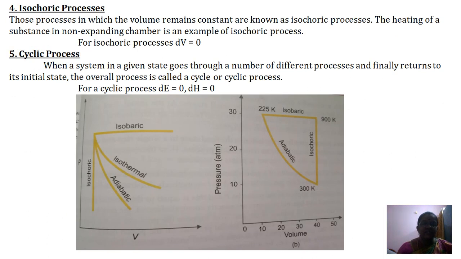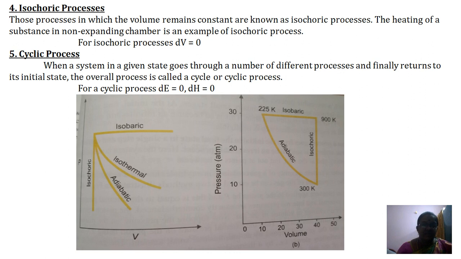The next one is isochoric process. Those processes in which volume remains constant are known as isochoric processes. So the heating of a substance in a non-expanding chamber is an example of an isochoric process. For isochoric processes, dV equal to 0, that is, change in volume becomes 0.